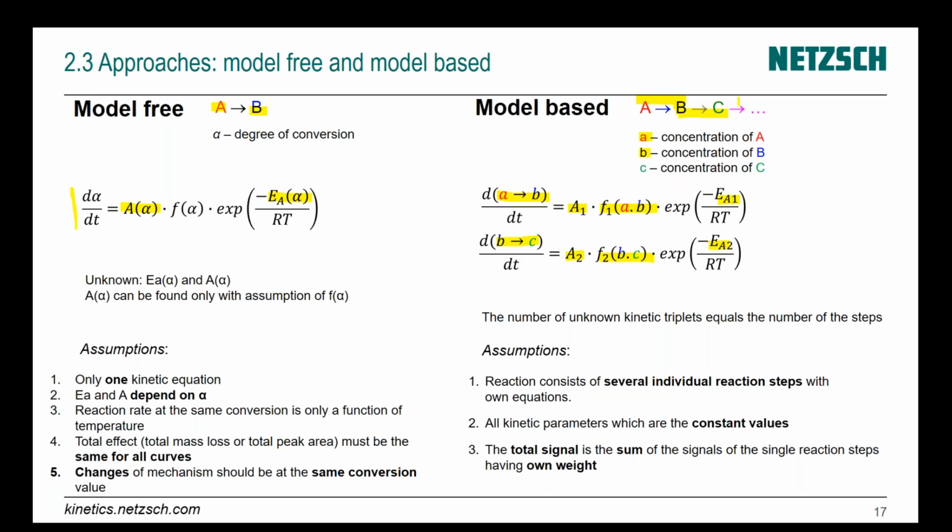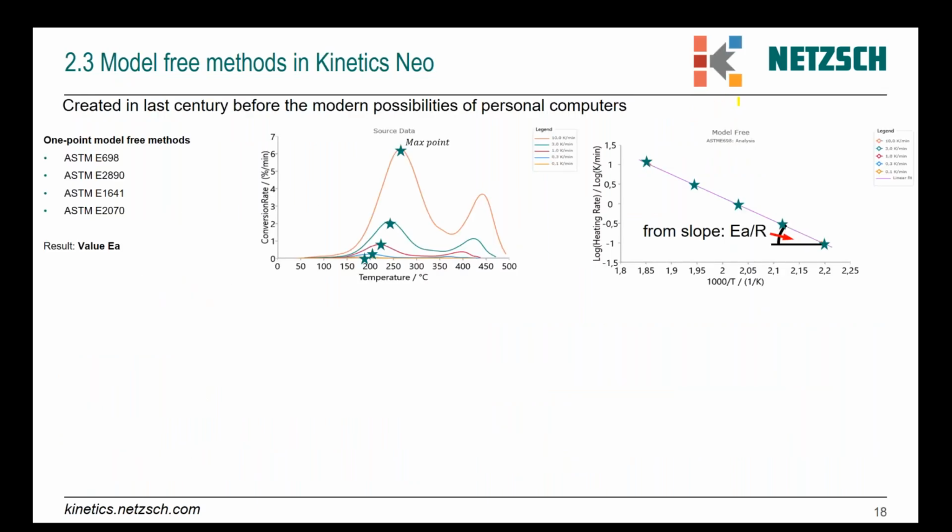When does model-free analysis work? Model-free analysis is sometimes very easy. Sometimes it works for only one point and you can just calculate it on paper. For example, you can take the maximum point. Here we have measurements with different heating rates. You put this point on the Arrhenius graph, where the x-axis is 1 divided by absolute temperature, and the vertical axis could be different, for example, log of heating rate or of reaction rate.